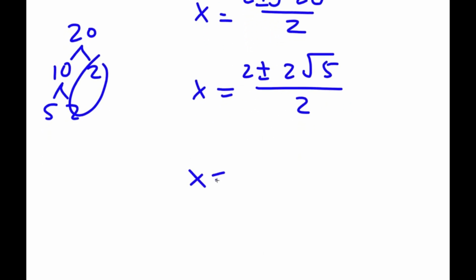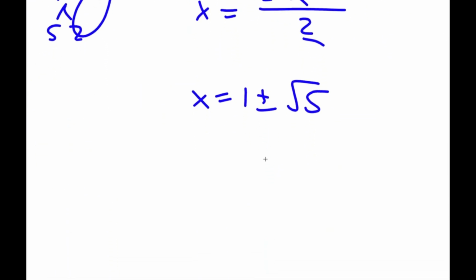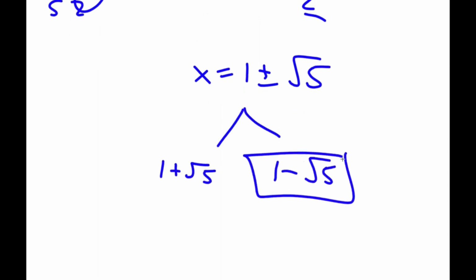So now if I divide both these by 2, 2 divided by 2 is 1, so I have 1 plus or minus, these two cancel out, so the square root of 5. So 1 plus or minus the square root of 5 is my answer. To be specific, I have 1 plus the square root of 5, and I have 1 minus the square root of 5. And these two are my answers.